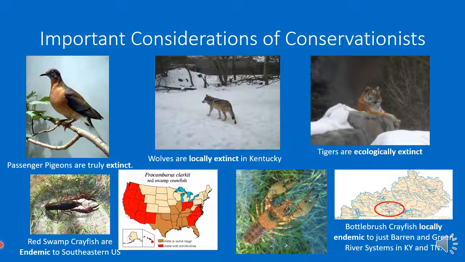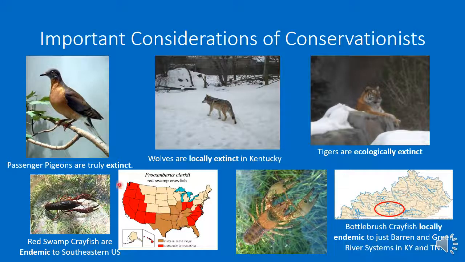Okay, so we can have locally endemic species, which means they're restricted to an even smaller area. The red swamp crayfish is endemic to the southeastern U.S., a pretty big area, the brown here. But locally endemic things can be really, really restricted. So we look at the bottlebrush crayfish. It exists only in the Barren River and Green River systems in central Kentucky. So basically inside this red circle is the only place on Earth this thing exists. So it has a lot higher risk of going extinct than the red swamp crayfish.